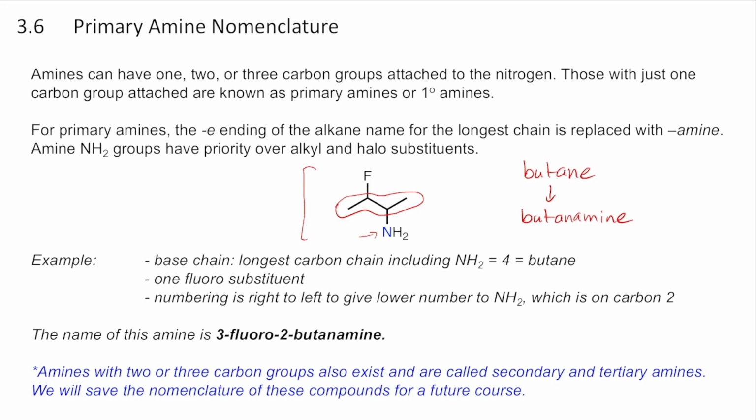All right, we number the chain to give the lowest possible number to the nitrogen. So that becomes 1, 2, 3, 4. So this becomes 2-butanamine. And then we take any substituent and list it in front, along with its number to indicate its position. So the fluorine here is on carbon 3, so our name becomes 3-fluoro-2-butanamine.